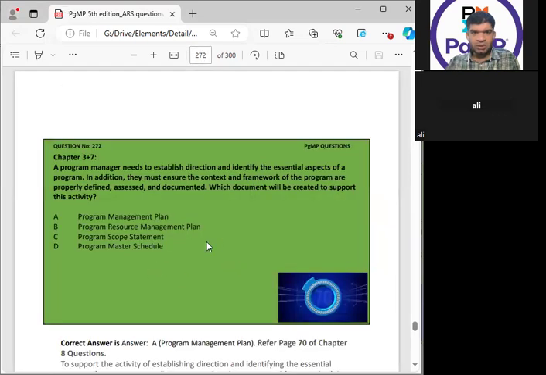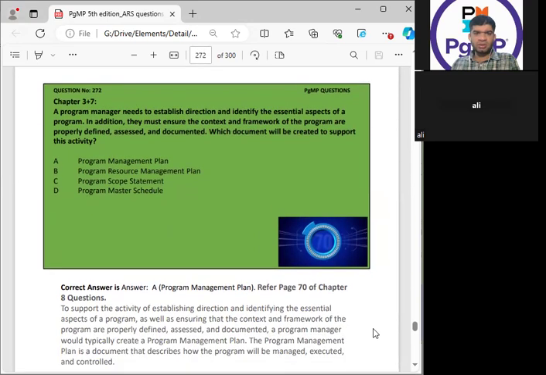Your program needs to establish the direction and identify the essential aspects of a program. In addition, they must ensure the context and framework of the program are properly defined, assessed, and documented. Which document will be created to support this activity? Program management plan, resource management plan, scope management plan, master schedule.